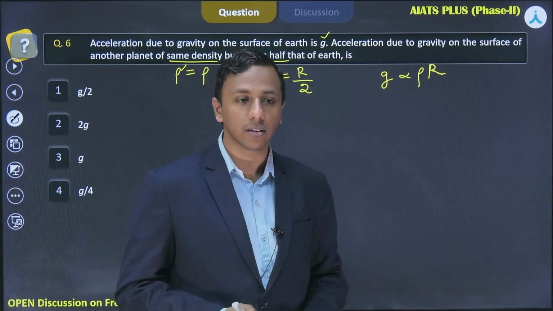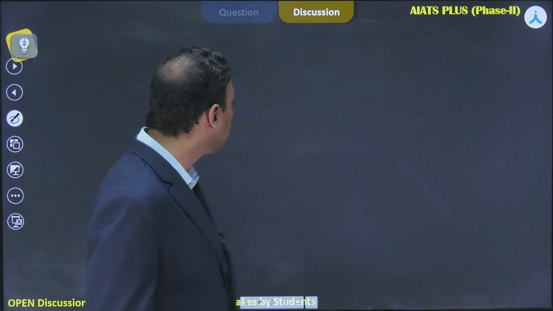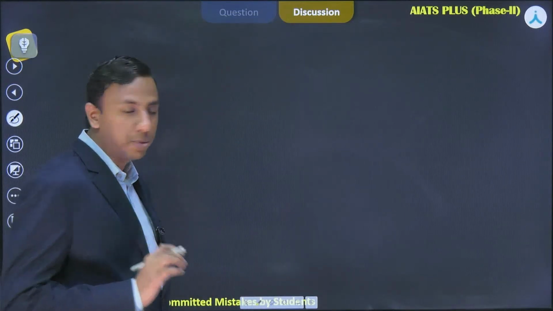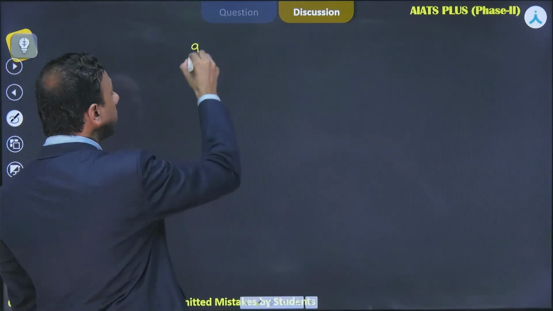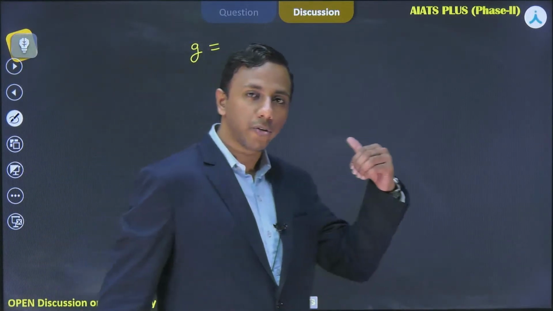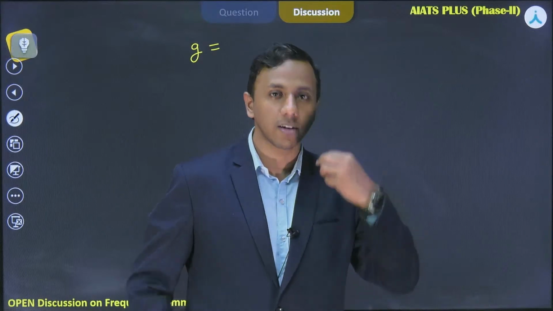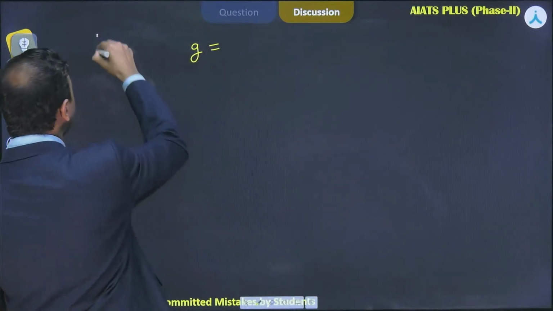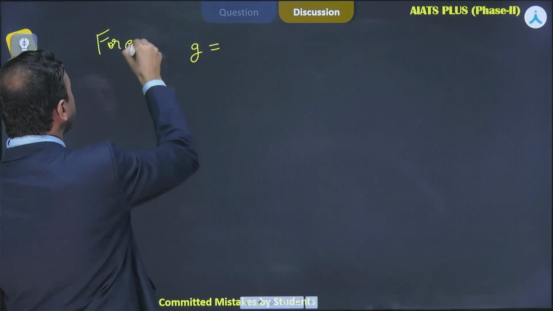How did we get this? If you want, we can recapitulate once again. A small recapitulation. Okay, so let's say I'm talking about Earth only for now. I'm only talking about Earth. So what would be acceleration due to gravity on the surface of Earth? Right. So this, remember, we are writing for Earth.